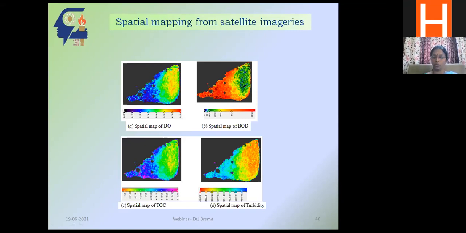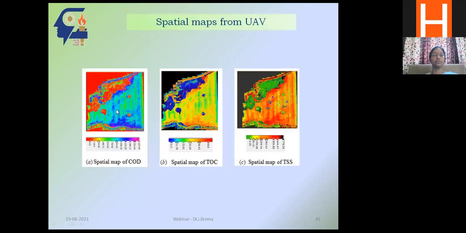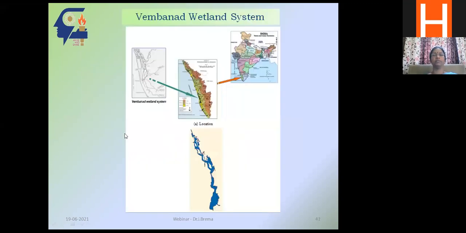Only a particular band can be used for this. Again, I cannot use all 11 bands at a time. I have to identify band 3 or band 4, whichever is highly suitable for this. And this is based on the UAV, with the image we have taken. We tried to correlate these two, and we had a good correlation between them.